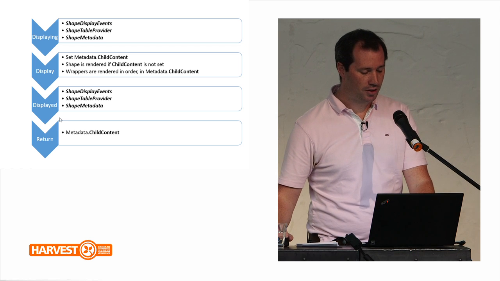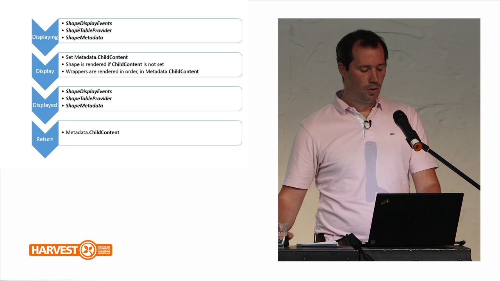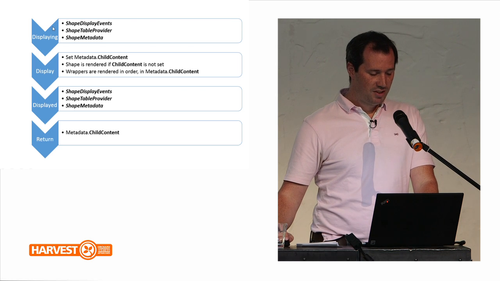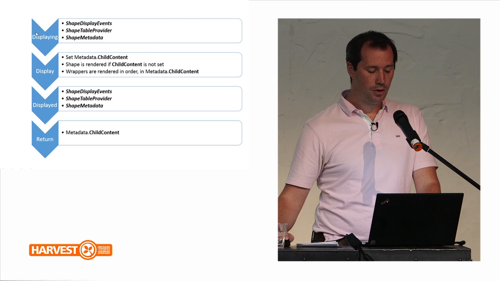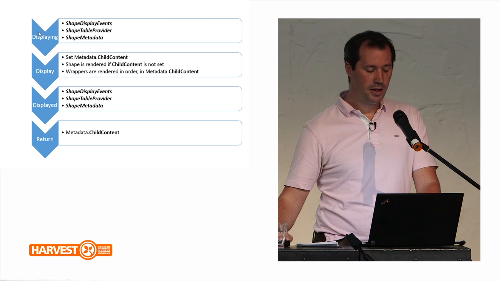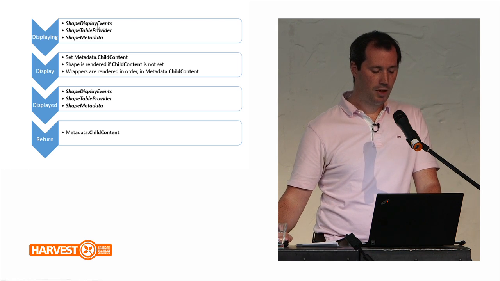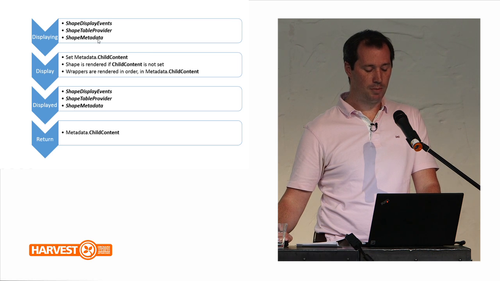And then in which order are they called? This is important to know what you want to do with that and what you can do with that. So the displaying first, when you render a page, the displaying event is called for all of them. First the shape display events, then the shape table provider, and then the shape metadata.